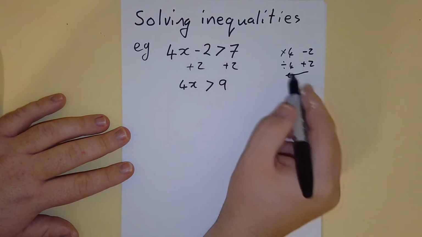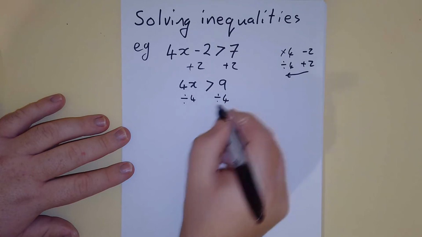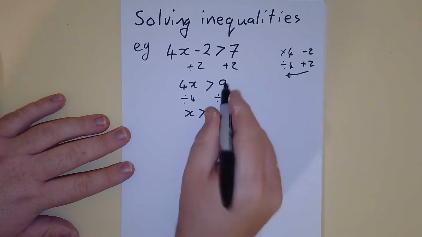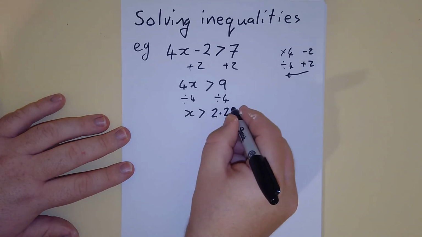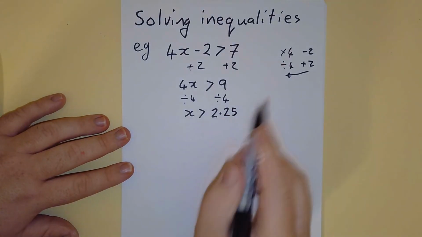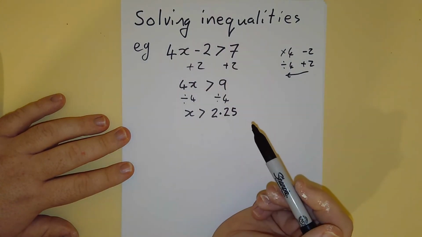Now I need to do my divide by 4. Divide by 4, divide by 4. I get x, still greater than. I put that in my calculator, and I get 2.25. And that means any x greater than 2.25 will satisfy this inequality.